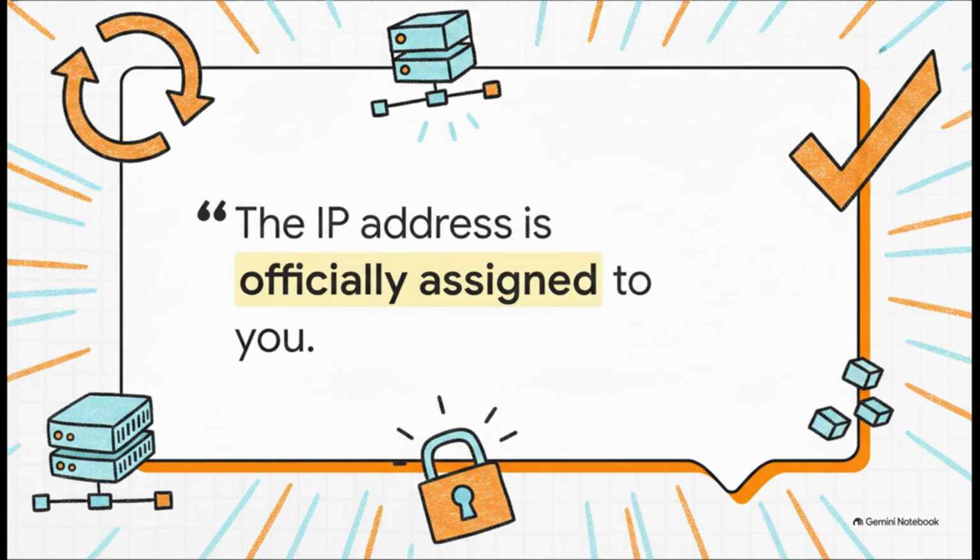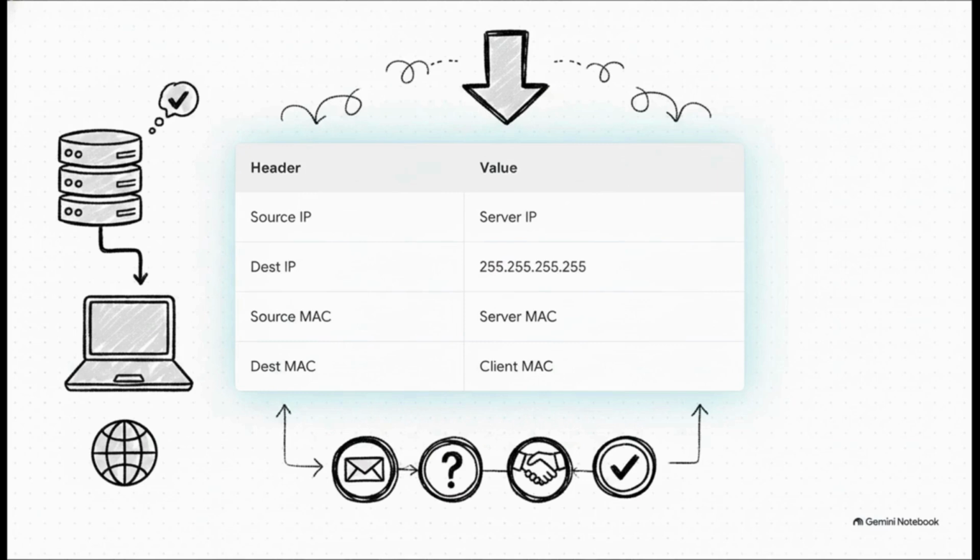The chosen DHCP server hears the request and seals the deal, replying, "It's yours. The IP address is officially assigned to you." To finalize our microscopic breakdown here, take a look at the DHCP ACK header. Source IP is the server. Destination IP is still that broadcast 255.255.255.255. The MAC addresses reflect the server sending it directly to the client. Once this acknowledgement is received, the client configures the IP internally and can finally start communicating on the network.